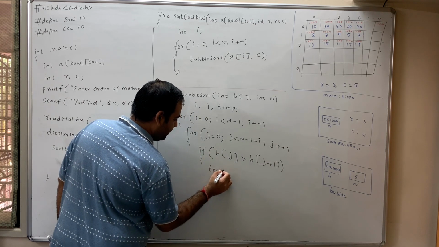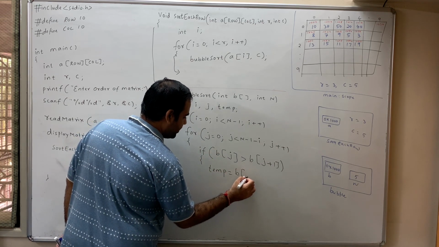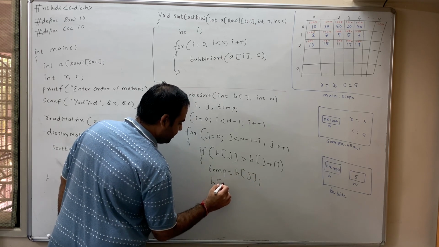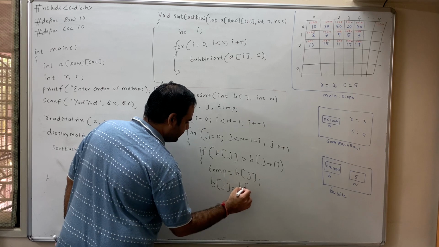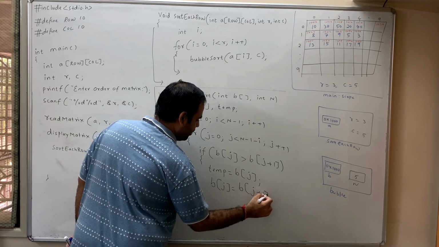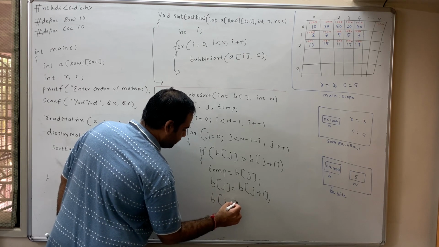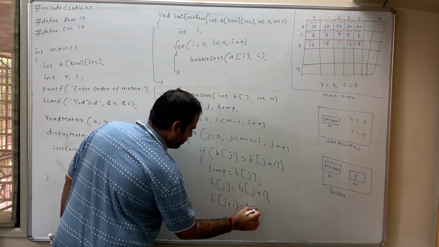And how do we swap it? Temp is equal to B of j. You can write a swap function as well if you want. Next we say B of j is equal to B of j plus 1. And B of j plus 1 is equal to temp.